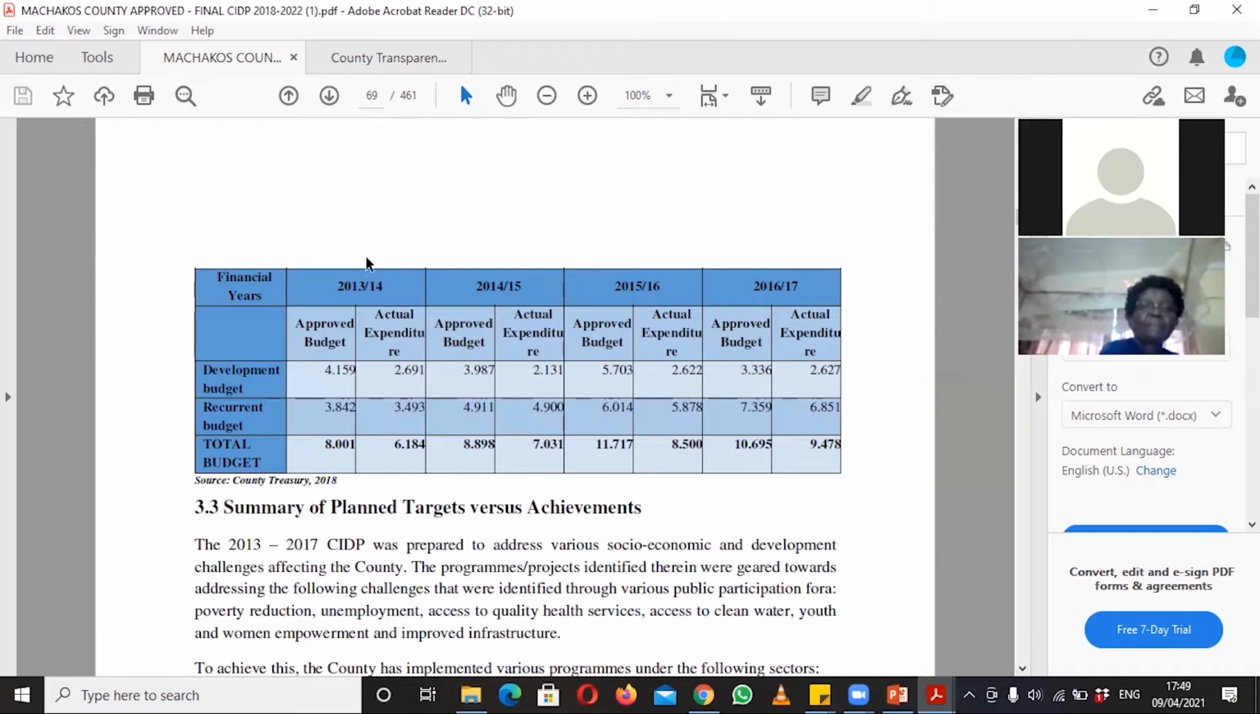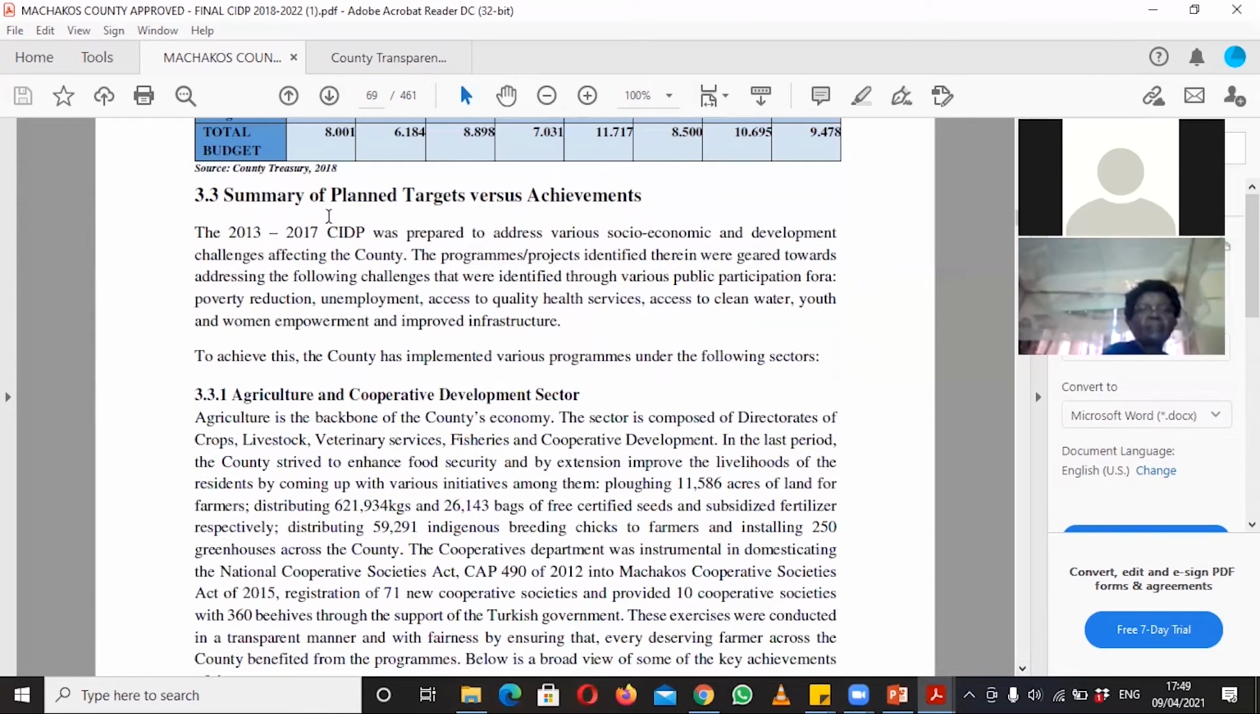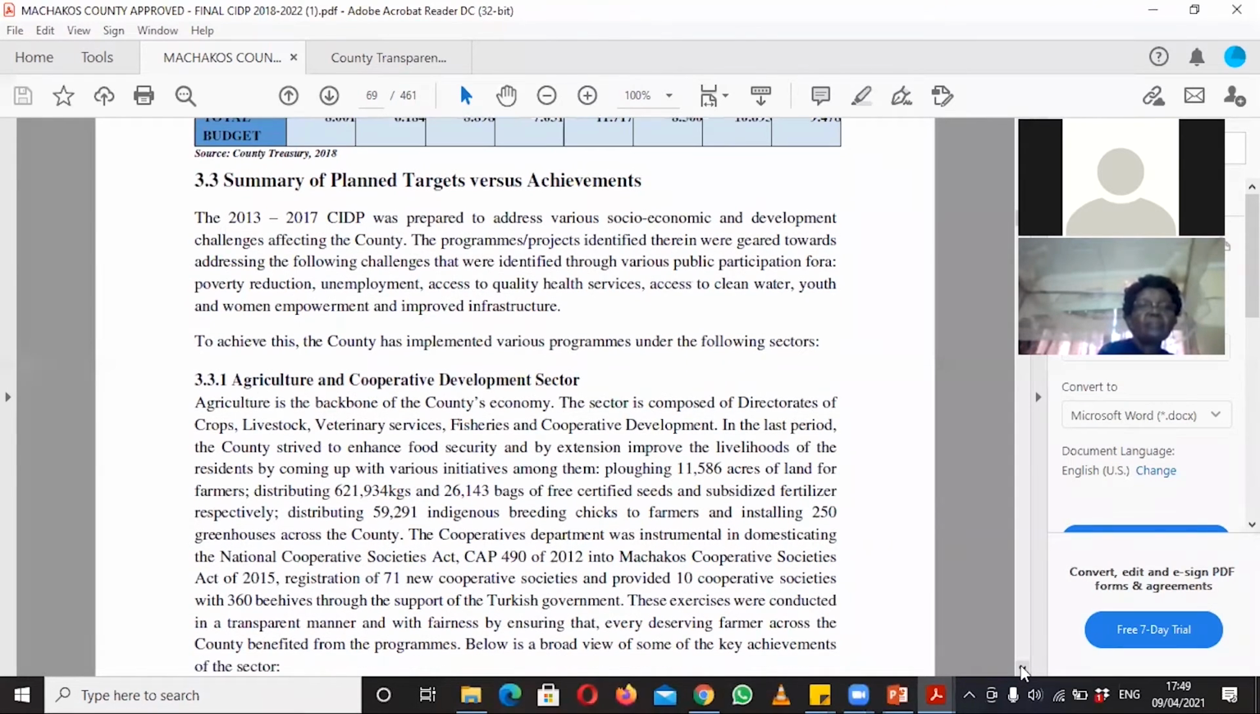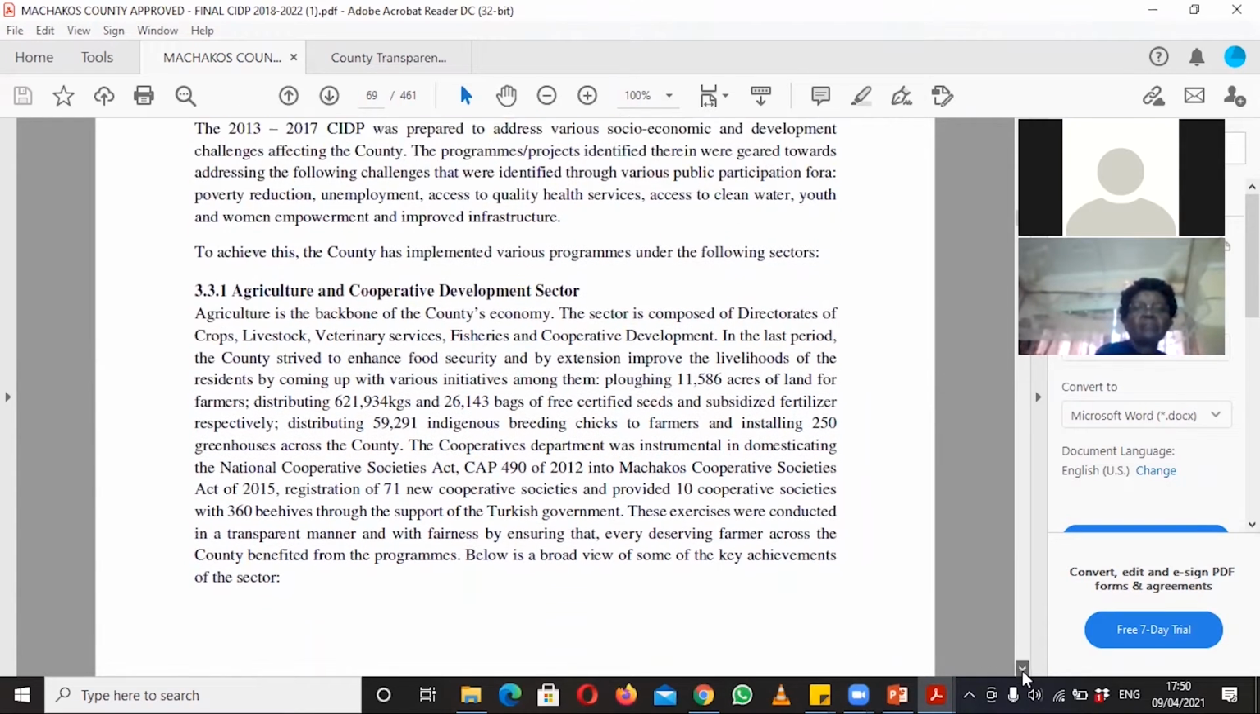So the county did very well to give the previous allocation, historical information in this CIDP of the previous CIDP. Now there's also the summary of planned targets versus achievements. So every sector shares with us, for 2013 to 2017, what they had purposed to meet and the actual targets that were met.